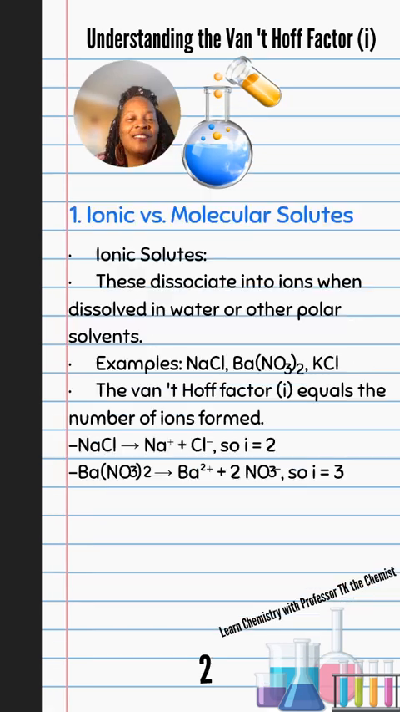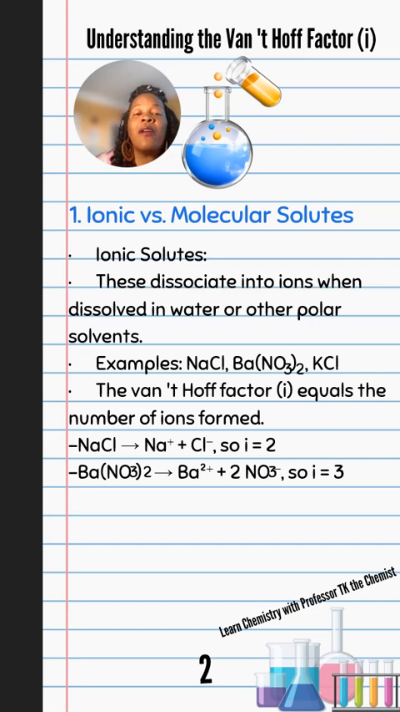Let's get into it. Number 1, ionic versus molecular solutes. Ionic solutes involve those that dissociate into ions when dissolved in water or other polar solvents. Likes dissolve likes. Remember that. Likes dissolve likes. Okay, say it with me. Likes dissolve likes. So examples, sodium chloride, barium nitrate, potassium chloride. The Van Hoff factor equals the number of ions formed. So when we look at sodium chloride, for instance, we see sodium that dissociates from chlorine. Therefore, with one sodium ion, one chlorine ion, the i, or the Van Hoff constant, is equal to 2.